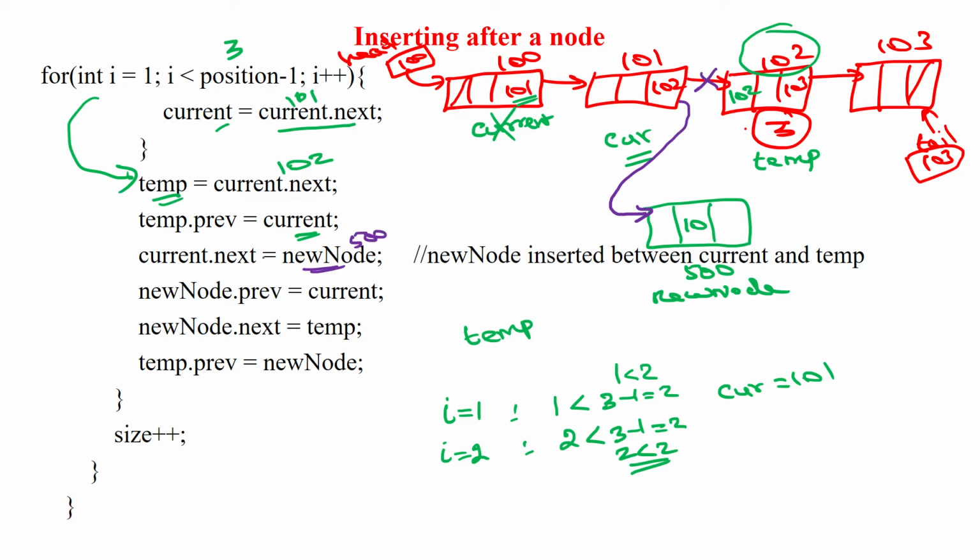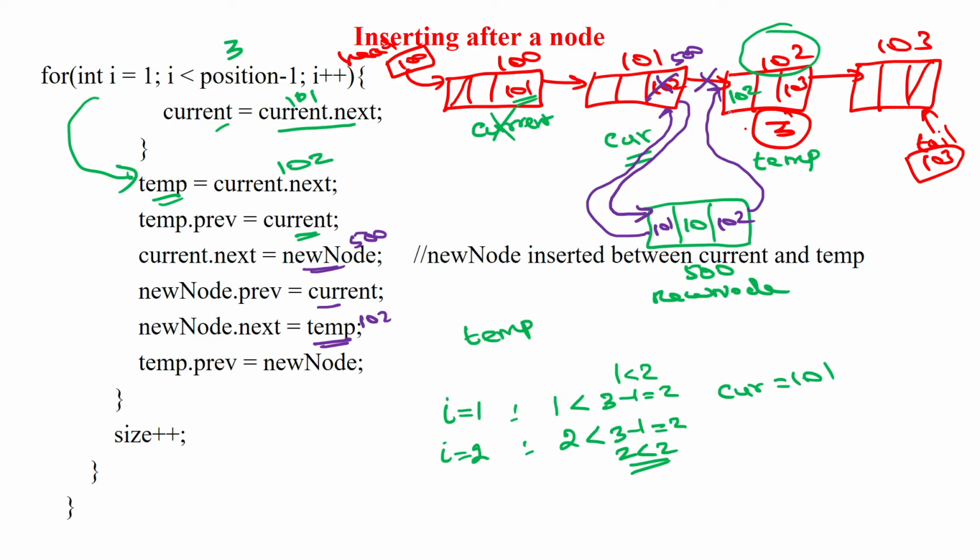So 500 is assigned to the current dot next. So here 500 will be written. The link is created to the new node. The new node dot previous has to denote the current. So here 101 will be written, and the link is created. Then we should make the new node dot next and temporary dot previous. New node dot next is assigned temporary.